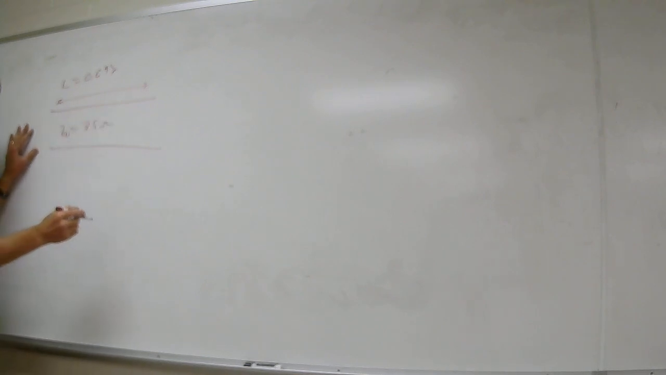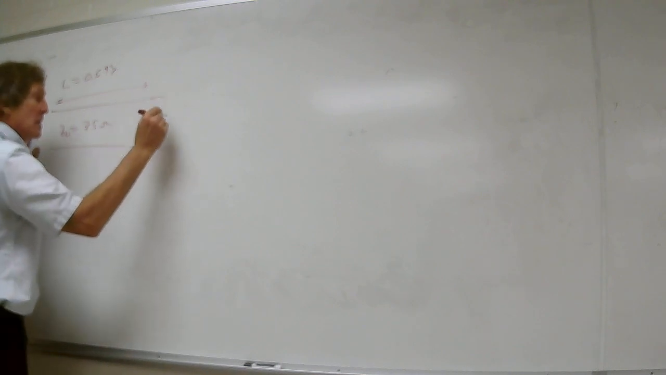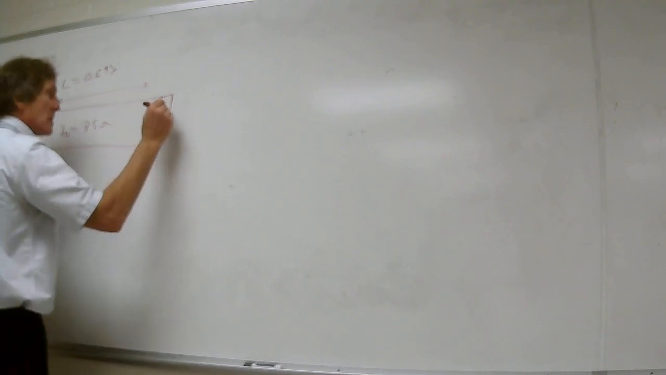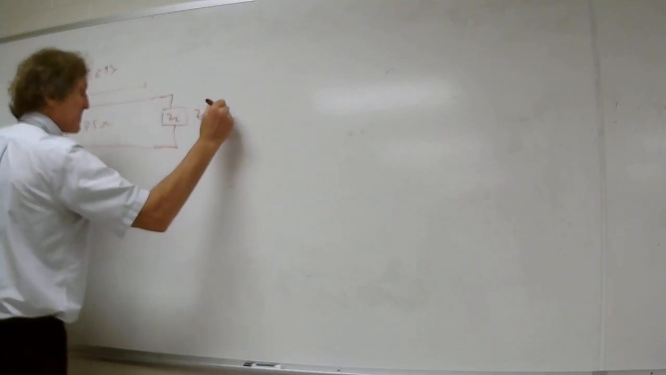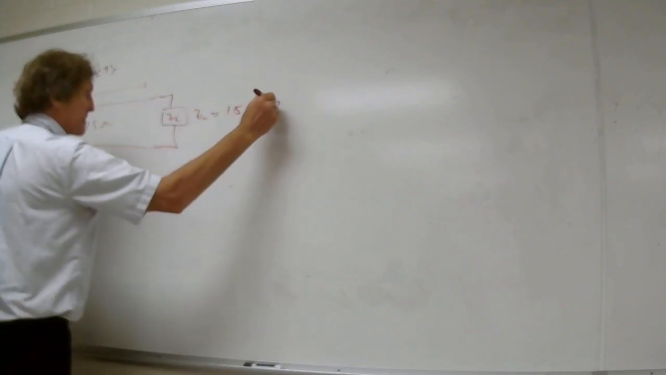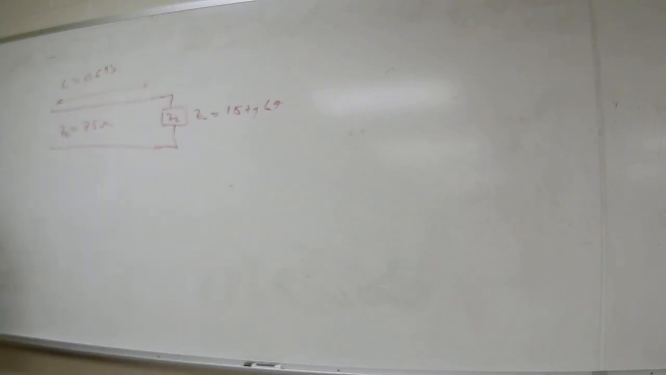And then the Z load is equal to 15 plus j67 ohms. It says use a Smith chart to find the reflection coefficient, VSWR, Zin, and the distance between the input of the line and the first voltage maximum. All right, this is an easy one.